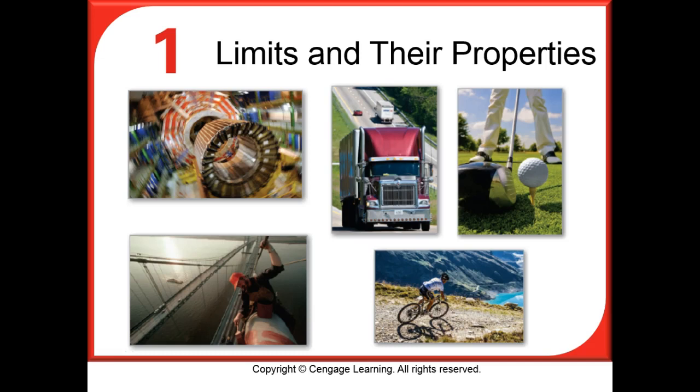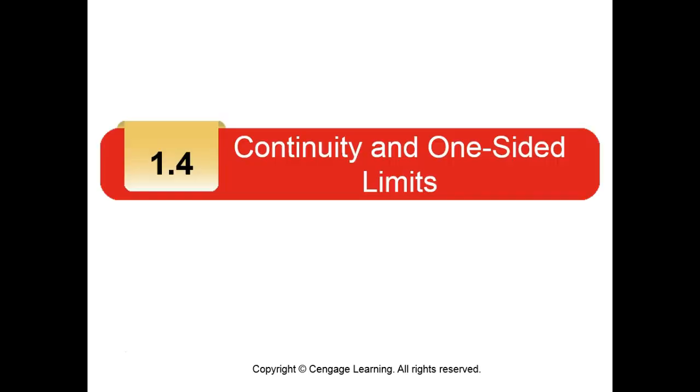Okay, we're in chapter 1, limits and their properties, and 1.4 is continuity and one-sided limits. Half of this, the continuity part, is really, really important. The one-sided limit part is almost as if, oh, let's make limits the course and we'll play around and do all the little things about that.